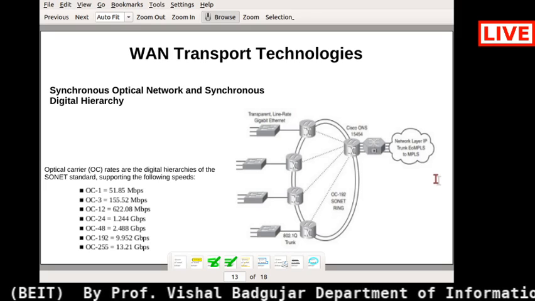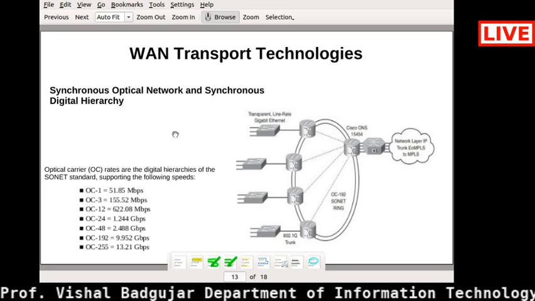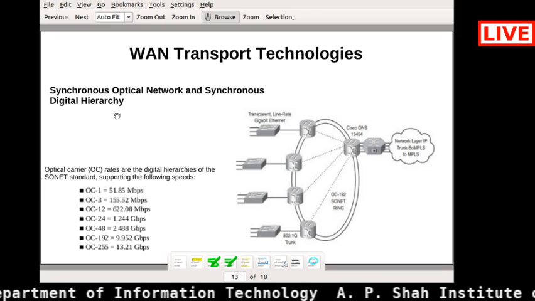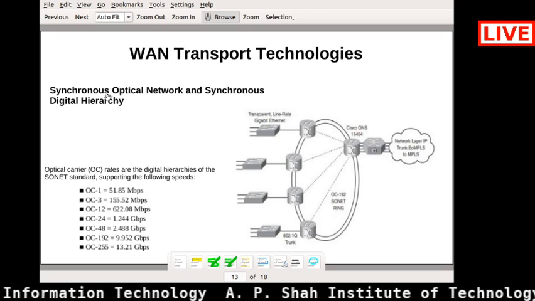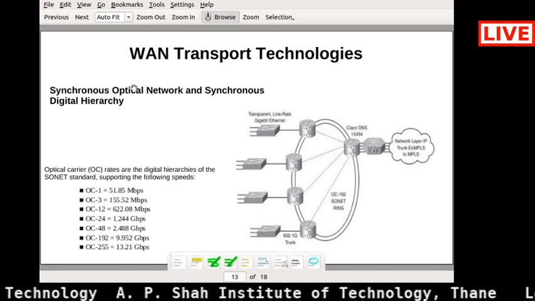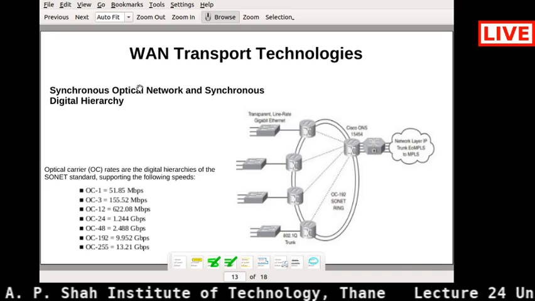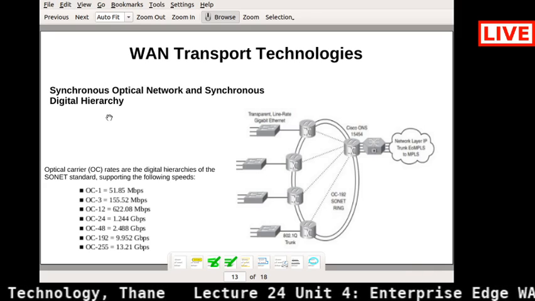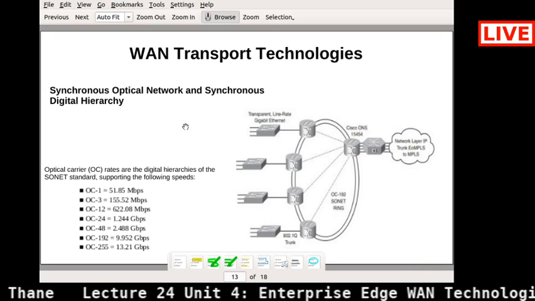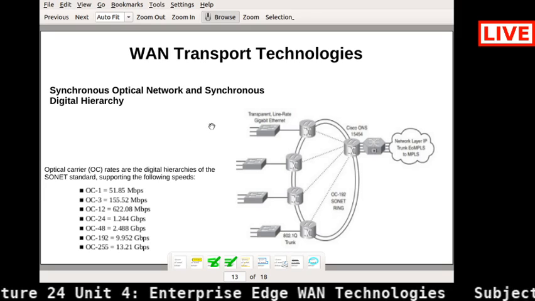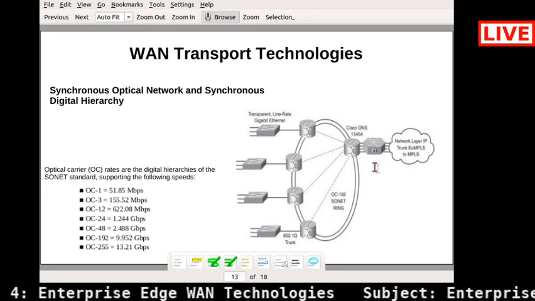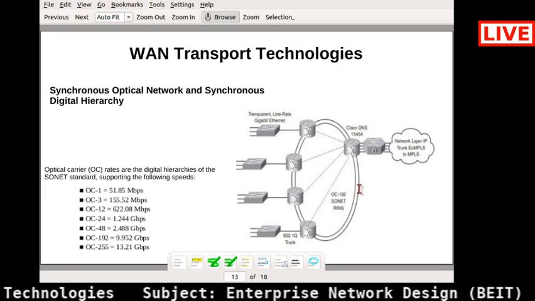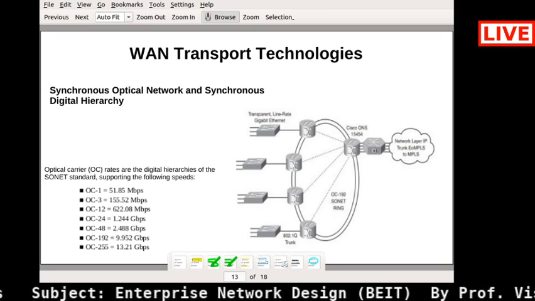SONET, that is nothing but synchronous optical network, or SDH, we can call it synchronous digital hierarchy. So this is nothing but SONET, or we can call it SDH, synchronous digital hierarchy. It is a circuit based, bandwidth efficient technology. So it will establish high speed circuits using some TDM frames.